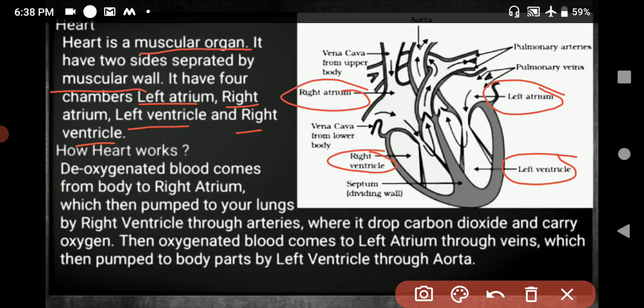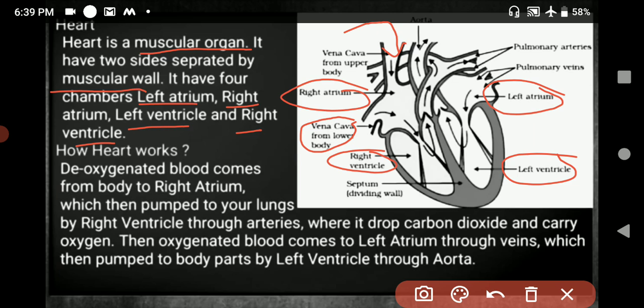Here, deoxygenated blood comes from the body to the right atrium. Actually, first of all, deoxygenated blood, which doesn't have oxygen but contains carbon dioxide, enters the right atrium through the vena cavas. So here we have the vena cava through which the blood enters from the lower part of the body to the atrium, which is deoxygenated, and the upper vena cava. From this vena cava, the deoxygenated blood comes from the upper part of the body and enters the right atrium. Whenever the blood enters the right atrium, it is relaxed.